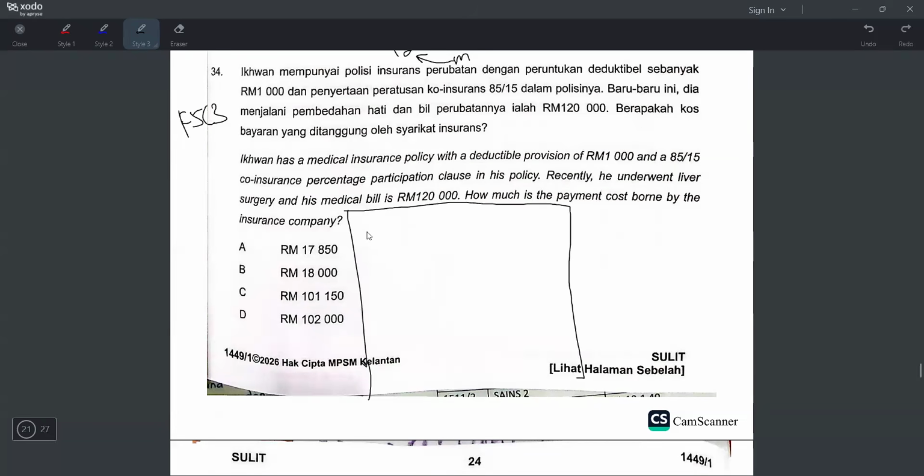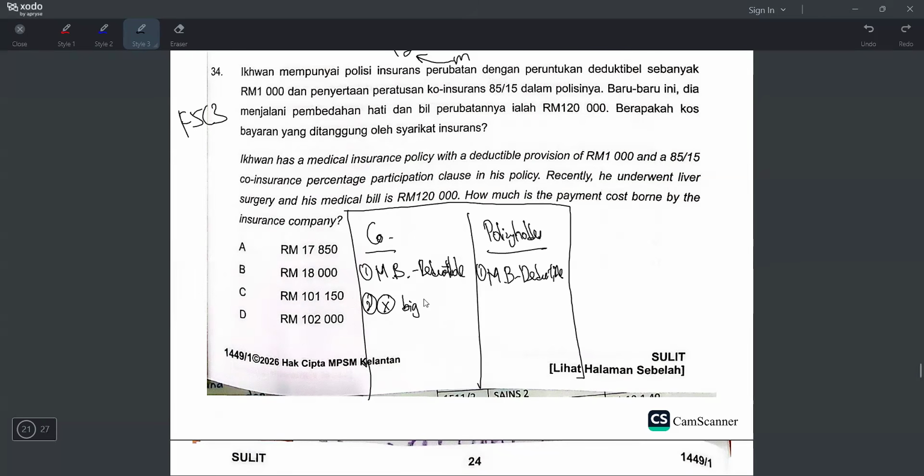So first, you need to know how to calculate if they ask about the company. Second, if they ask about the policy holder. Alright, the first step, you have to take the medical bill, the MB, medical bill minus the deductible. For the policy holder, do the same. Medical bill minus deductible. Now, the next step is take the answer times the big percent. But for the policy holder, you times with the small percent.